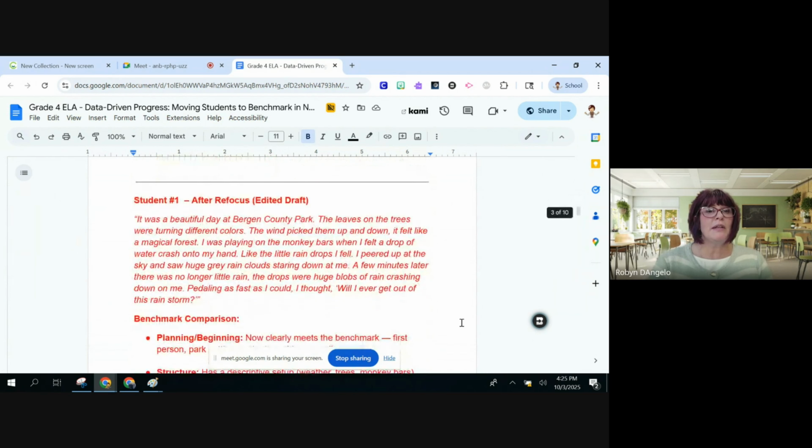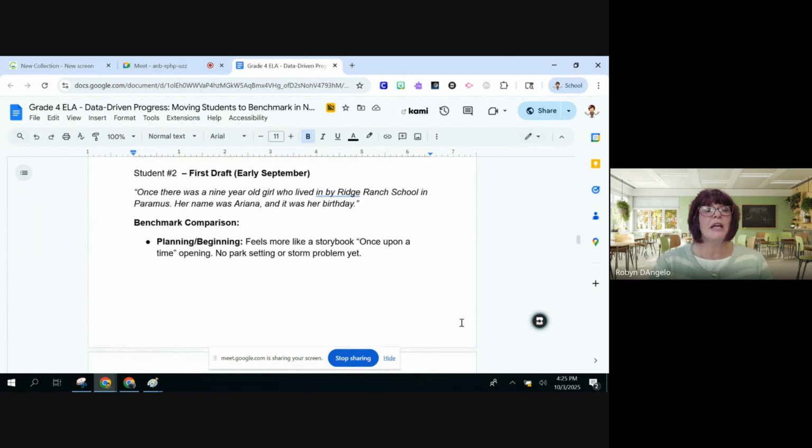So here's one of the comparisons, and I'll come down to it. Their first draft to their second, comparing opening to opening. This is the same student. So their first draft, early in September, this was the opening of their first draft.